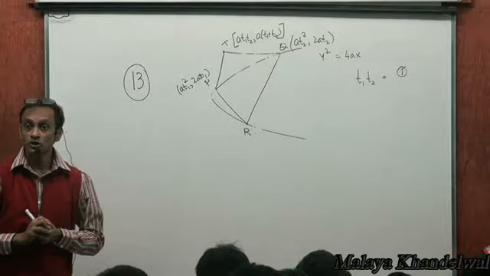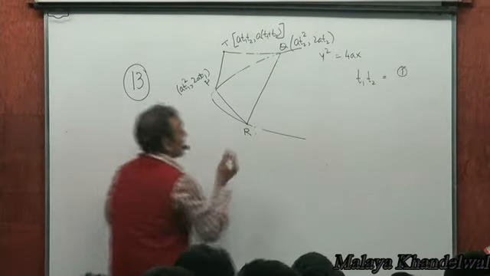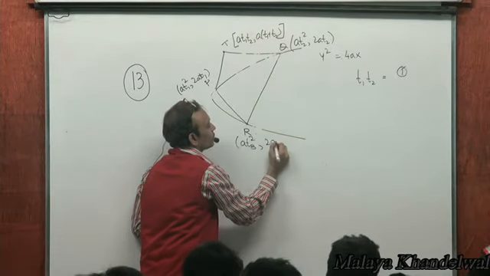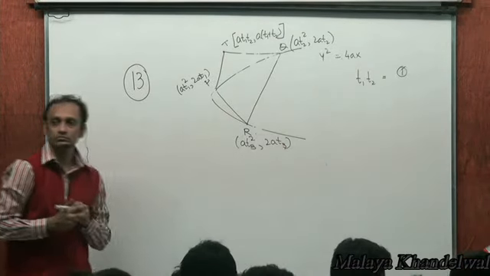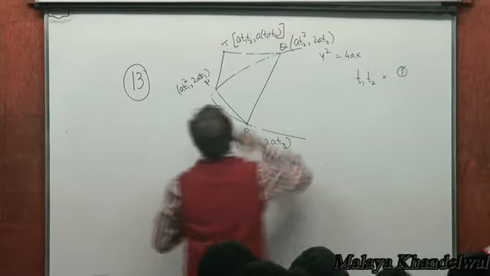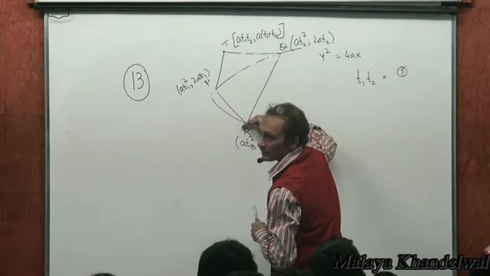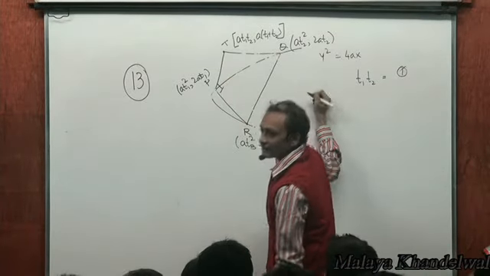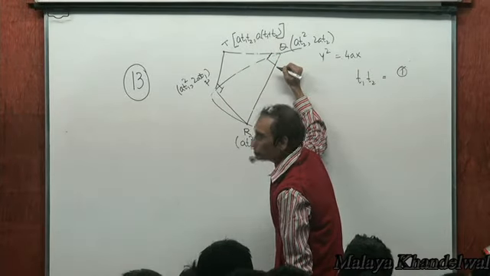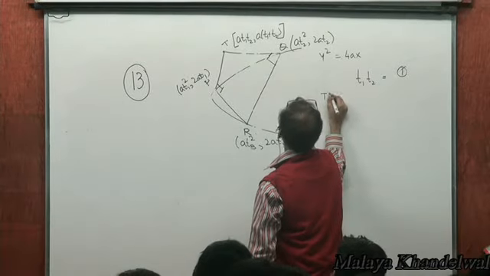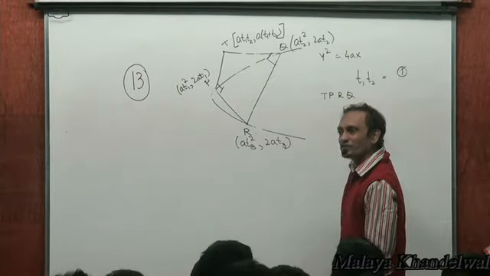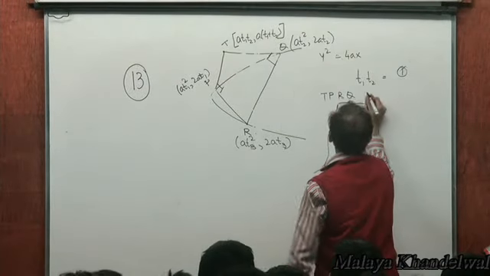Say R is t3. Then R is (at3 squared, 2at3). Now, notice this. This is the tangent at P. This is the normal at P. This therefore must be 90 degrees. This tangent and this normal must also be perpendicular to each other. Therefore, what can you say about TPRQ? It's a cyclic quadrilateral. This plus this is 180 degrees. So this is cyclic.